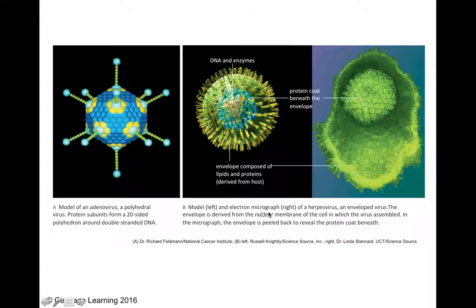That's kind of cool. Here we have the electron micrograph of a herpes virus, and it has the envelope around it. So this is just the capsid. This is the envelope, and you can see that it has quite a bit more real estate when it has the envelope around it. And so it's derived from the nuclear membrane of the cell where the virus was assembled. And in the micrograph, the envelope is peeled back to reveal the protein coat. So they're trying to show you capsids here, DNA's in here, envelopes out here. DNA is the orange, capsid is the blue, envelope is the green. My apologies to the colorblind peoples in the video watching world.